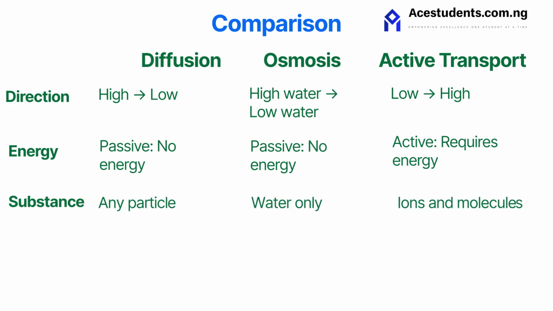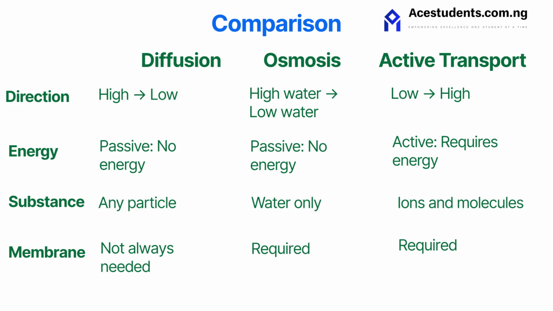As for the substances involved, diffusion moves any particle. Osmosis is specific to water. Active transport moves ions and molecules. Finally, concerning the membrane, it's not always needed for diffusion, but it is required for both osmosis and active transport.